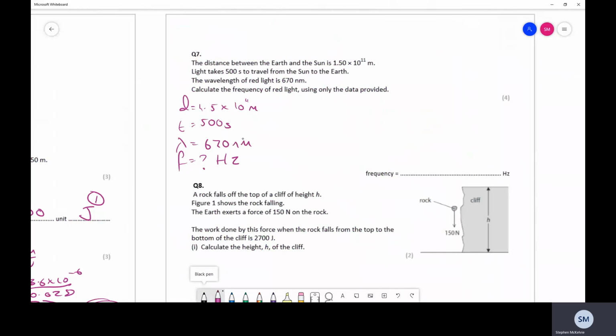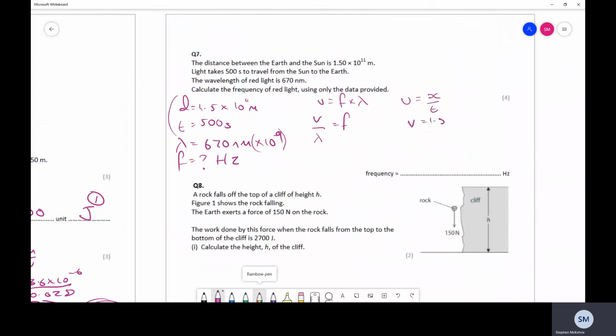If I'm going to convert this from nanometers, I'm going to have to multiply that by 10 to the minus 9. So it's going to be 670 times 10 to the minus 9. But there is no equation that links wavelength, distance, and time to find frequency. Instead, I have this equation: velocity is equal to frequency times wavelength. I could do velocity divided by wavelength equal to frequency, but I don't have a velocity. I can use distance and time to find that, though. So velocity is also distance divided by time.